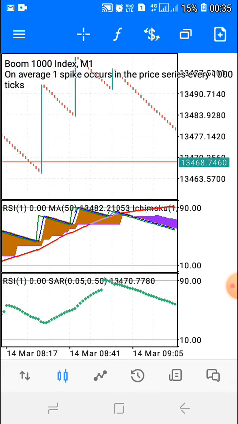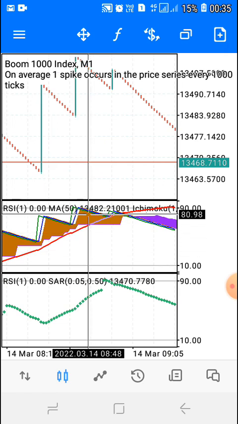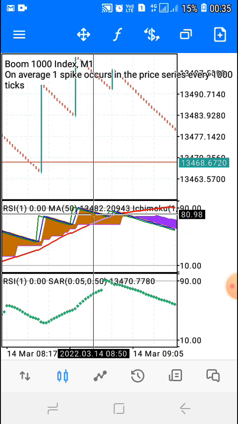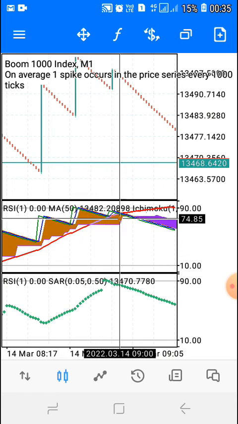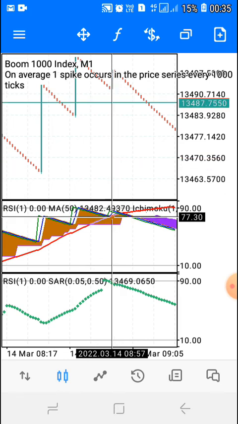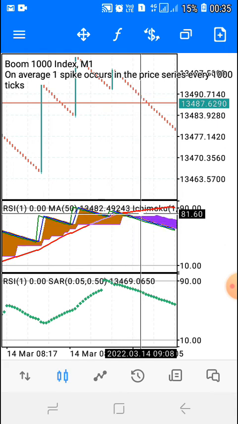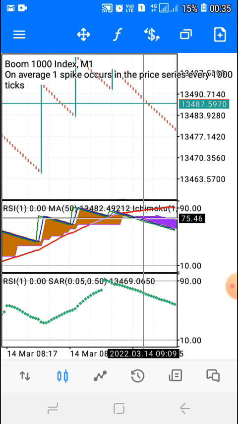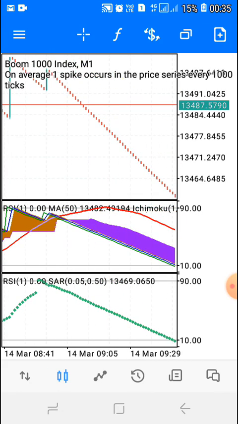Because let me just show you guys something. We can see that the Ichimoku over here is brown. Boom, boom, boom, boom. Still brown, but it's at the 90 level. And look what happened. A spike still occurred. So you need to be cautious of this. Please do not take a sell when it's brown. Wait until it's purple. Look at this. As soon as it turned purple, boom, it decided to go down hard.